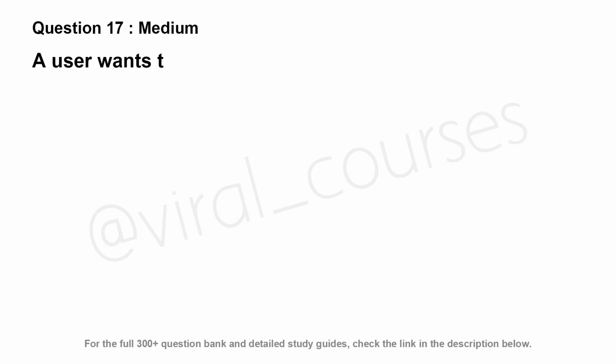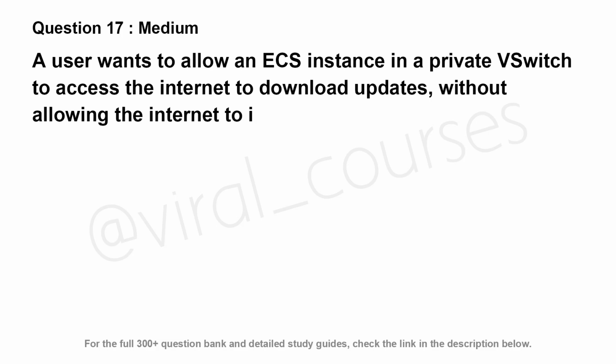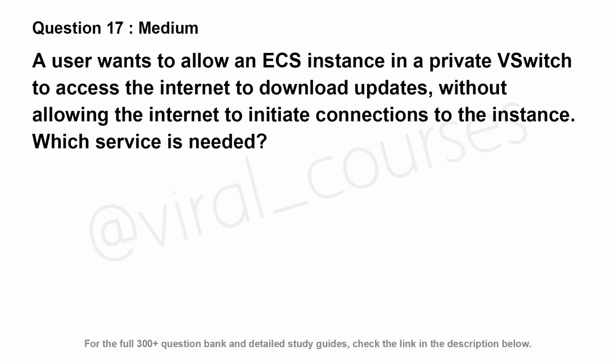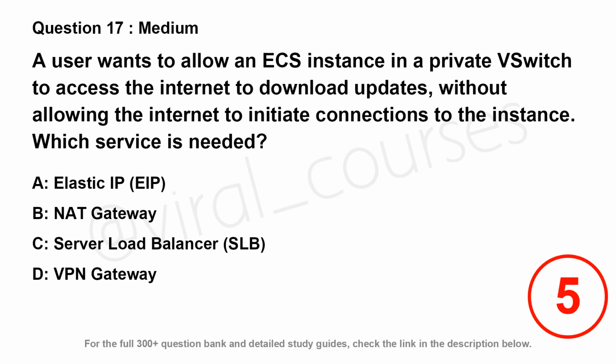A user wants to allow an ECS instance in a private vSwitch to access the Internet to download updates, without allowing the Internet to initiate connections to the instance. Which service is needed? Option A, Elastic IP, EIP. Option B, NAT Gateway. Option C, Server Load Balancer, SLB. Option D, VPN Gateway.